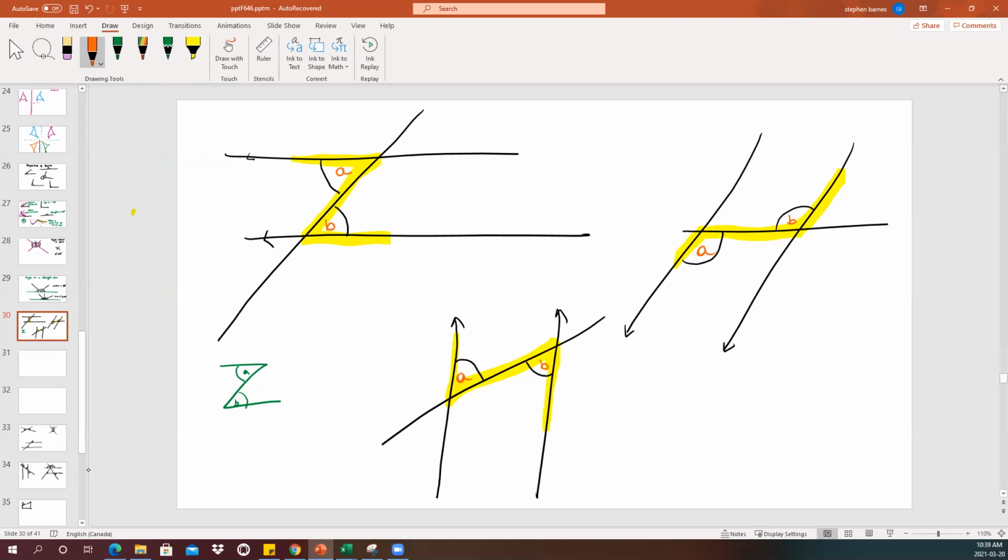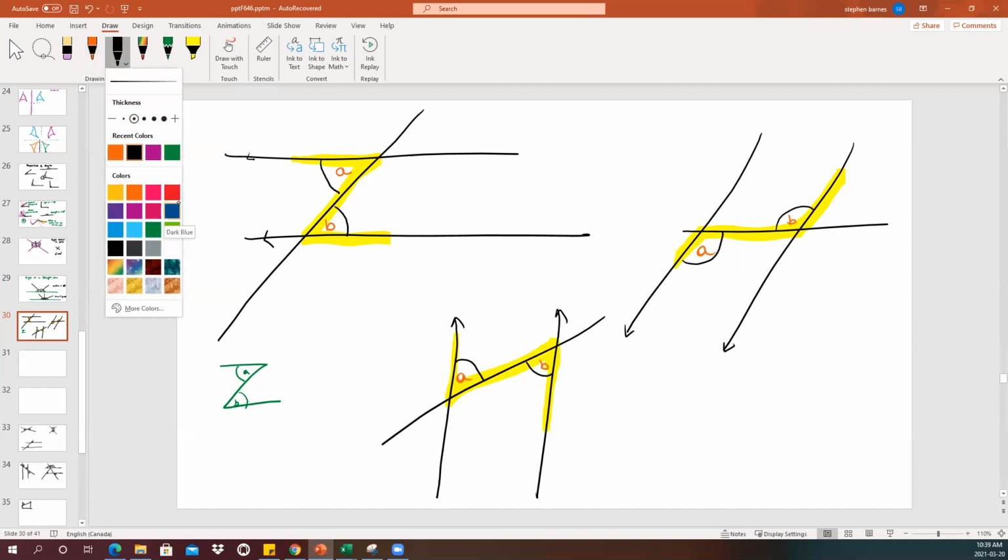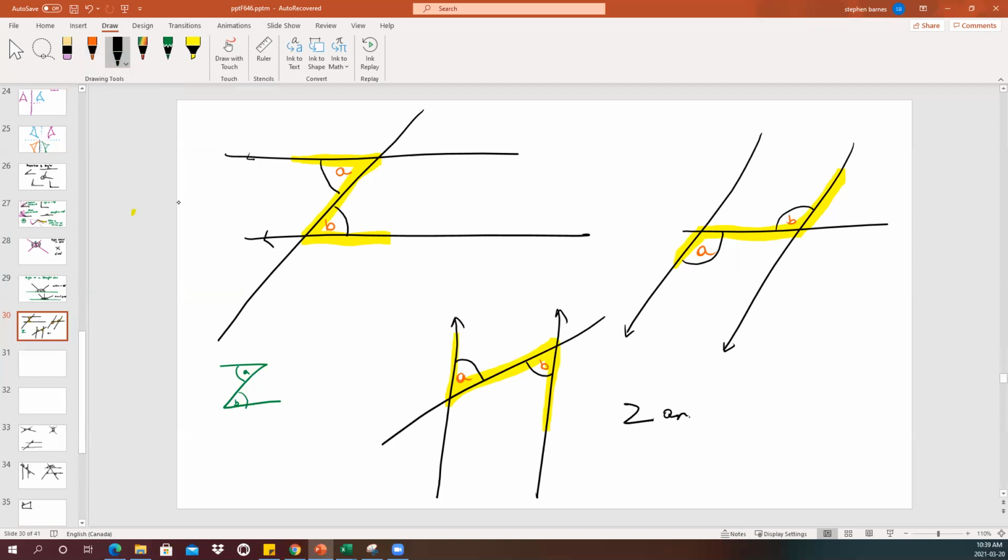The relationship between these Z angles is that they are equal. Whatever the value of A is, it is going to be the same as B, all right? So I'm just going to find a little space to put: Z angles are equal. In our case, where our Z angles are A and B, we can say angle A is equal to angle B. Clear so far? Okay. All right.